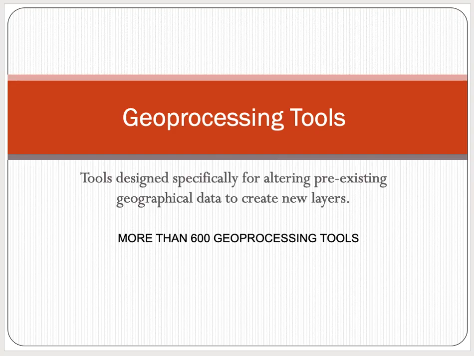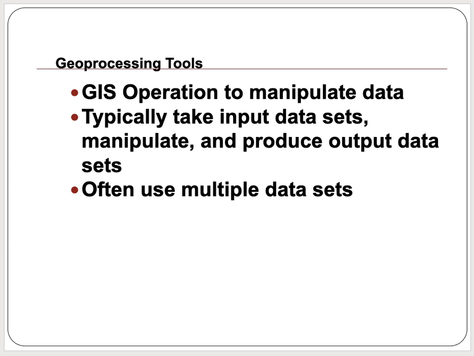Architecture is based on geoprocessing tools, and these tools are designed specifically for altering pre-existing geographical data to create new layers. There are more than 600 geoprocessing tools. So in a GIS operation, to manipulate data, you typically take input data sets and manipulate them to produce output data sets, and you often use multiple data sets.